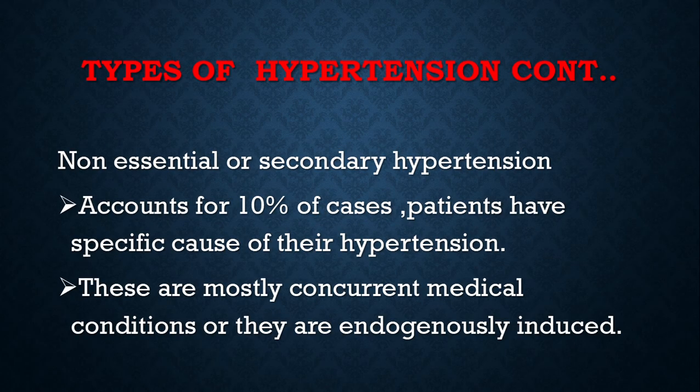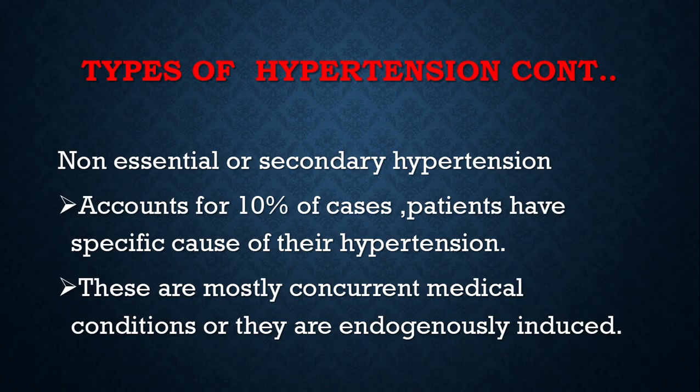Then the second type of hypertension we have is called non-essential hypertension or secondary hypertension. This one accounts for 10% of cases. Patients have specific causes of the hypertension. These are mostly concurrent medical conditions, or they are endogenously induced. So in secondary hypertension, there is a known cause. There is a specific cause that is causing the blood pressure to rise, and that cause is known.